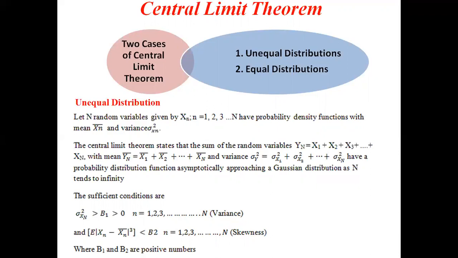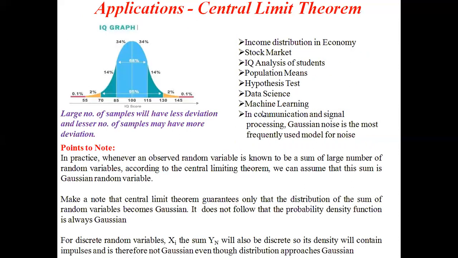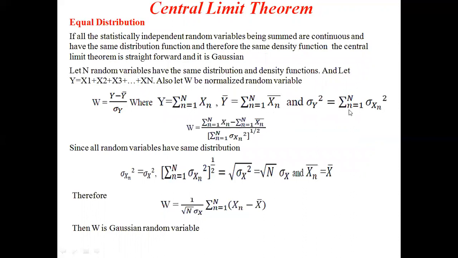Okay. And if you go with equal distribution, that means all random variables have same mean and same variance. If all the statistically independent random variables being summed are continuous and have the same distribution function and same density function, the central limit theorem is straightforward and it is Gaussian. You can see here we are taking n random variables x1, x2, x3 and so on up to xn, and we are assuming that they have same mean and variance.